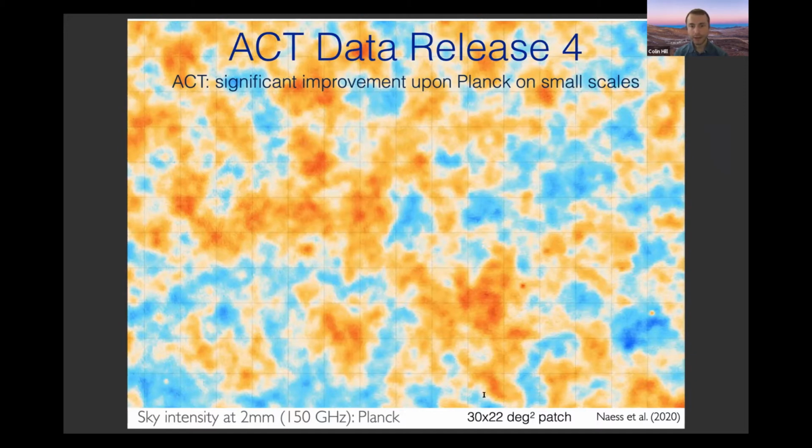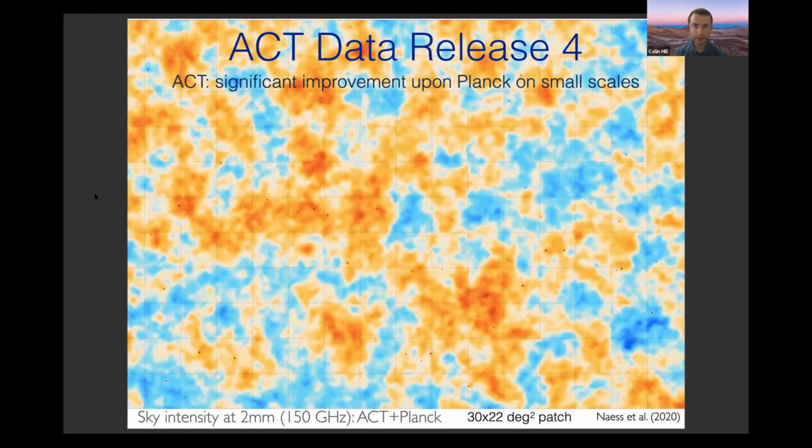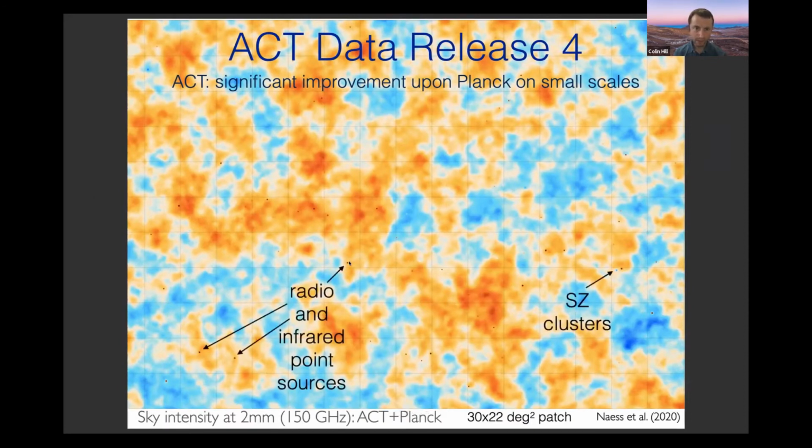Just to give you a flavor of the improvements that the ACT data provide, this is a patch of sky covering about 600 square degrees, first seen just in Planck at 143 gigahertz. Then here's what it looks like when we fold in the ACT data at 150 gigahertz. If I flip back and forth between these, you can see that the resolution sharpens up immensely on small scales. In addition, we can see small scale features like radio and infrared point sources and the shadows cast by Sunyaev-Zeldovich clusters. So there's a lot of additional information that you can access on small scales with ACT, in addition to much higher signal to noise measurements in polarization than what are available from Planck.